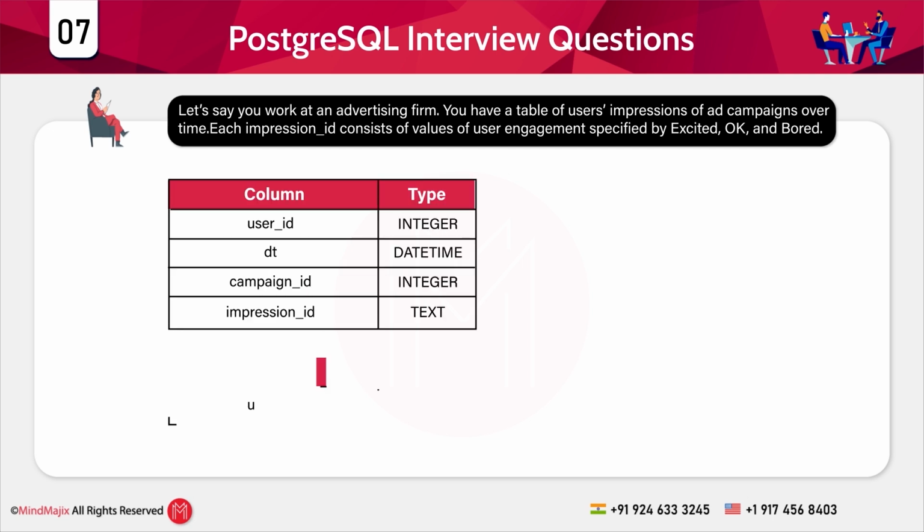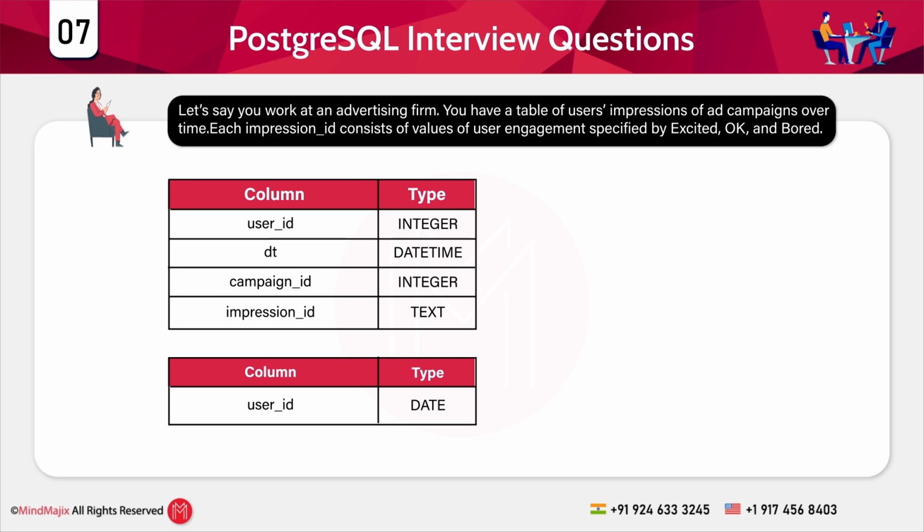As you can see on the screen, the first table here is the input. This is the input that you have been provided with. There are four columns. The first one is user ID. The second is dt, or the date. The third column is the campaign ID and the fourth column is the impression ID.